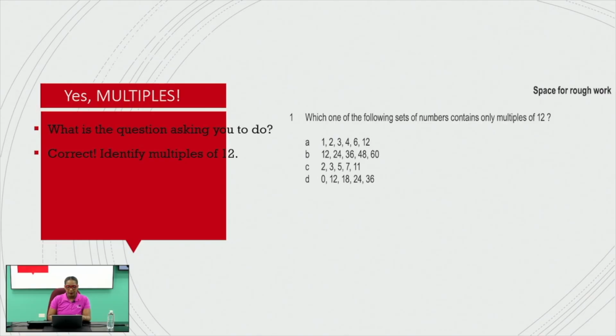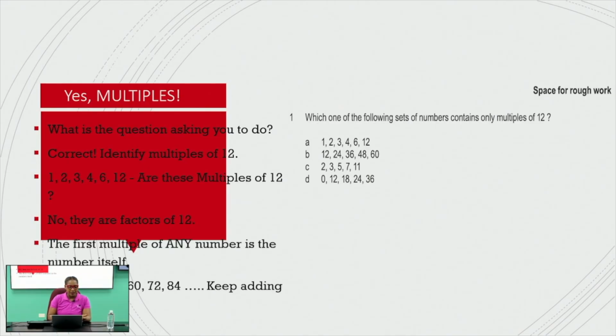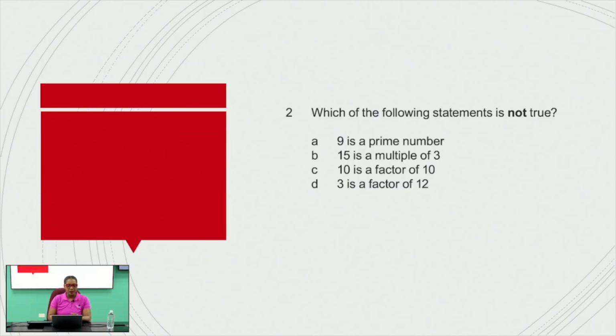Let us look at B. 12 can go into 12 one time. 12 can be divided into 24 two times. And you can pretty much see the pattern here. 36 3 times, 48 4 times, 60 5 times. So yes, we know that B is the best option here, and B is the correct answer. So you can definitely see where you're going with this. Let us go to question 2.